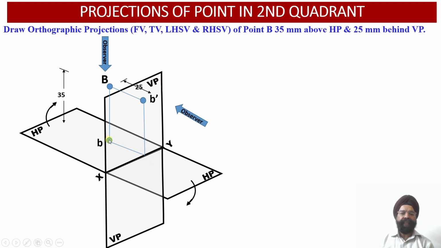Now we know that the distance of point B from the XY reference line is 25 millimeter. So with this point as our needle point, we open the compass to 25 millimeter and draw an arc in the clockwise direction or the upward direction, so that the top view projection of this point B obtained on the horizontal plane will be transferred appropriately through this rotation onto this vertical plane.